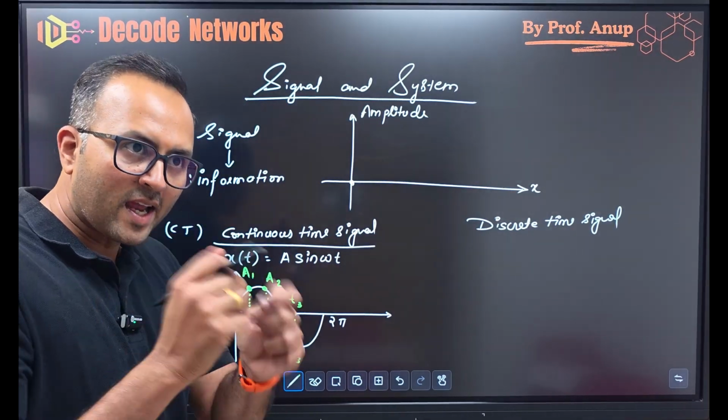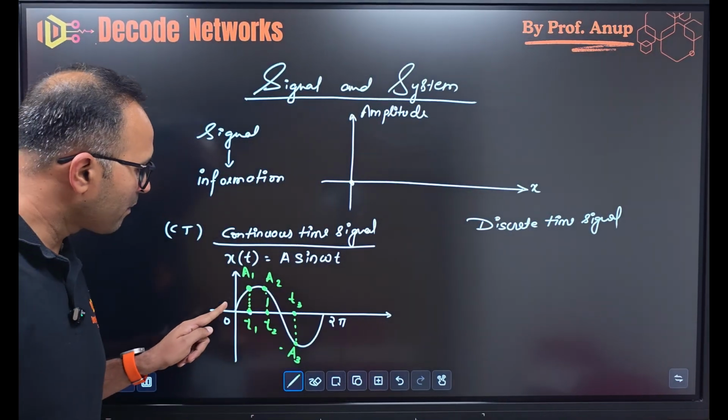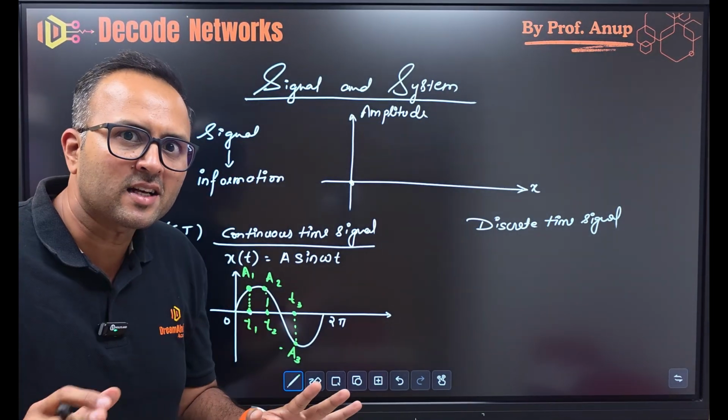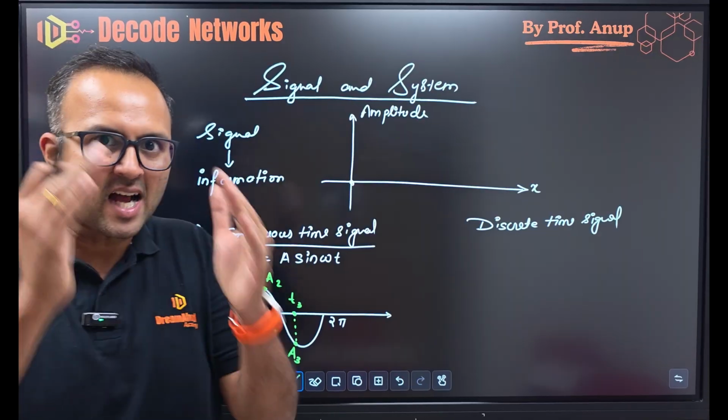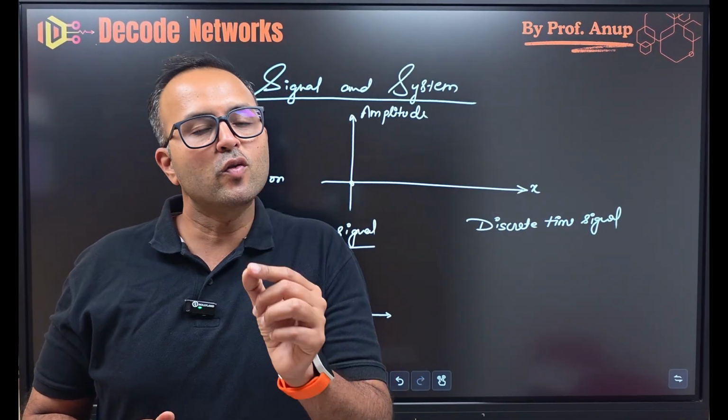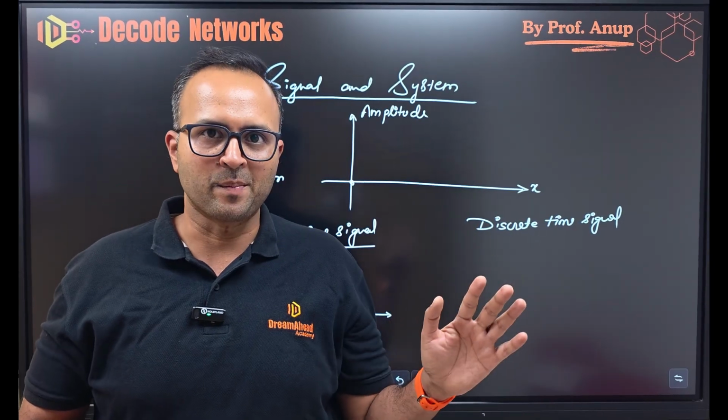So what I'm trying to say is that between 0 to 2 pi, if you ask me the amplitude at any time, we can always give it, and that's it. That is said to be a continuous time signal, because you can give the amplitude at any time, right?